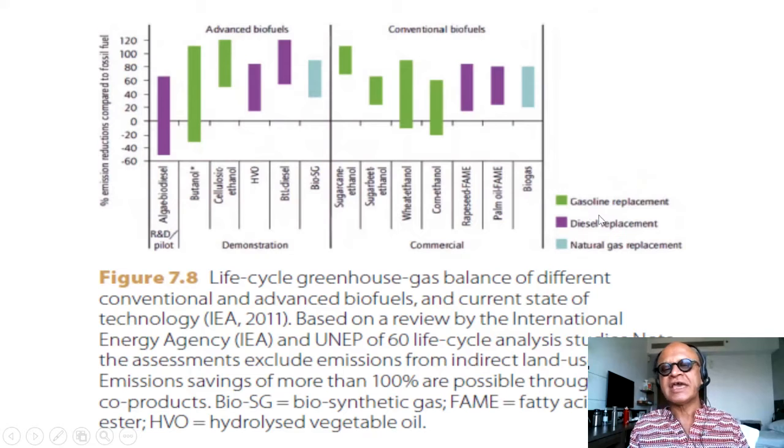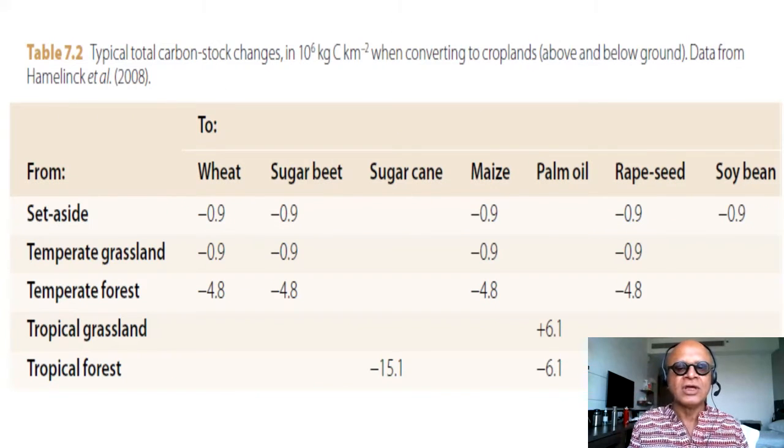Advanced biofuels, including gasoline replacements, diesel replacements, and natural gas replacements, include butanol, cellulosic ethanol, HVO (hydrotreated vegetable oil), biodiesel, and biosynthetic gas. In the conventional biofuels, we have sugarcane ethanol, sugar beet ethanol, wheat ethanol, corn, rapeseed oil, palm oil, and biogas. You can see all of them have various levels, some of them with more than 100% saving in emissions compared to fossil fuel. That's what we get by doing life cycle analysis, a good handle on exactly what the end-to-end carbon footprint is.